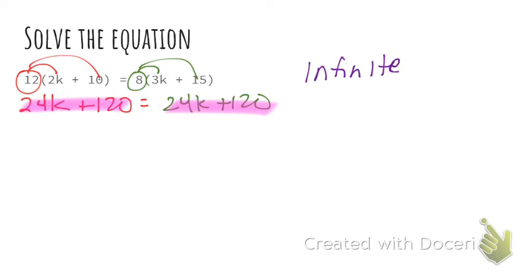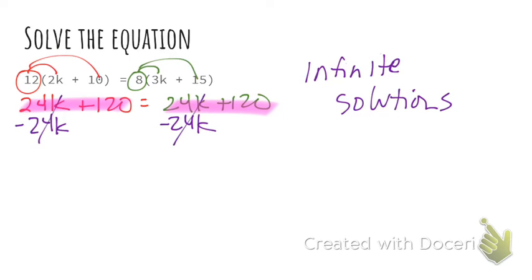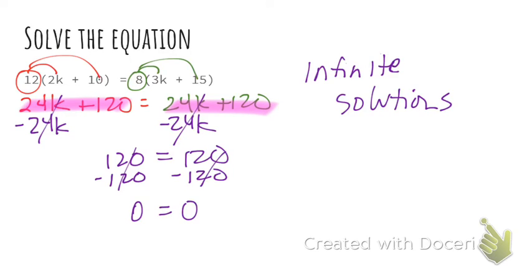as the right side. Okay, and if I were to take it to the next step, I'll prove to you that it would work. So again, infinite solutions means I can plug in anything for k, and I'll still have the left side equals the right side, right? So my next step would be to subtract 24k. I don't really have to do this. I just want to show you. So I get 120 equals 120. You could even take it to the next step even further and subtract 120 on both sides. And I'm going to get 0 equals 0. Okay, so that would be infinite solutions.